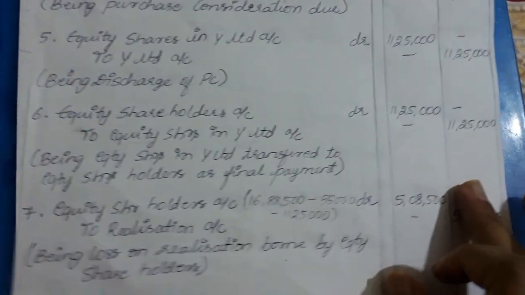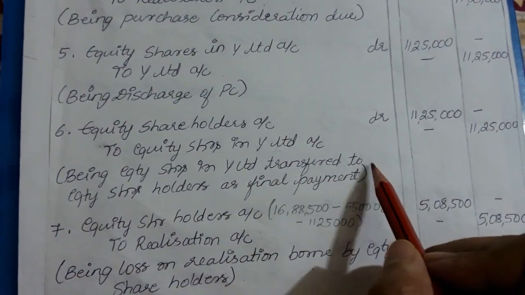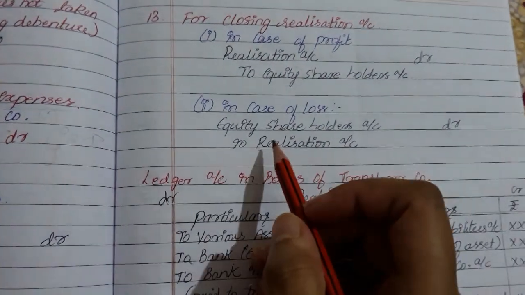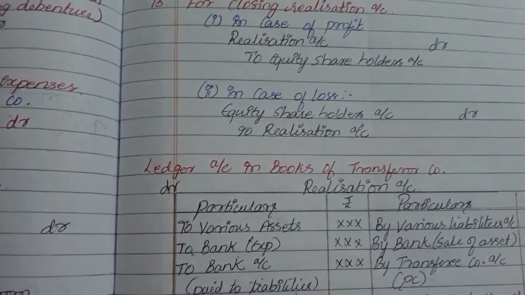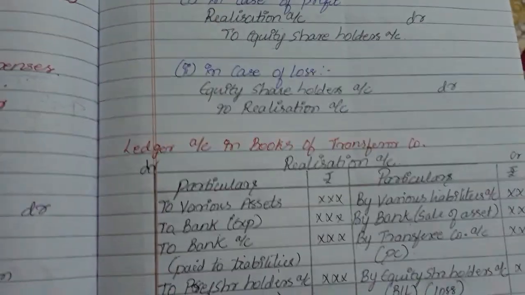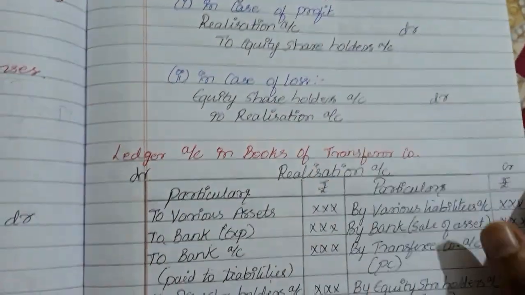So done with this entry, that is equity shares in Y Limited transferred to equity shareholders as final payment. Next we need to see if it is a profit on realization or loss on realization. For this purpose, if you want, you can leave three lines and pass the realization account if it is asked, and then you can come and write if it is a profit or loss. Or else you can directly see that.